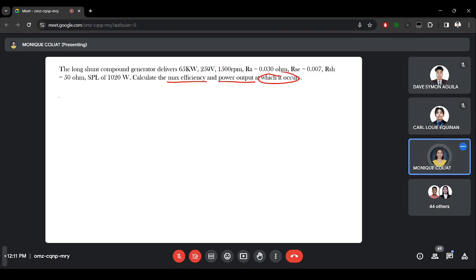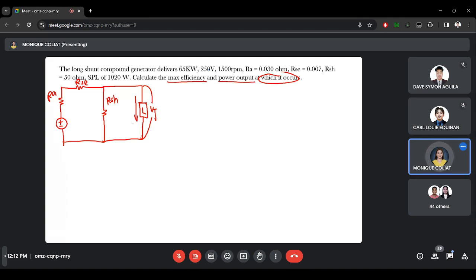Okay? So, first ilagay ang circuit, long shunt daw. RA, RSE, RSH. We have here VT. Paulit-ulit na, no? Sa ulo nyo na to. Kakapaulit-ulit ko dito. Yan.